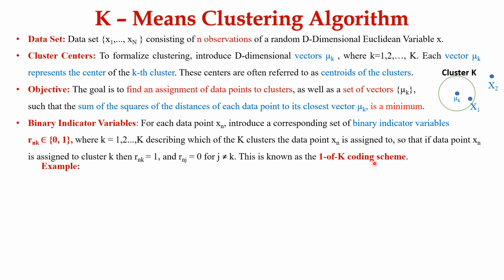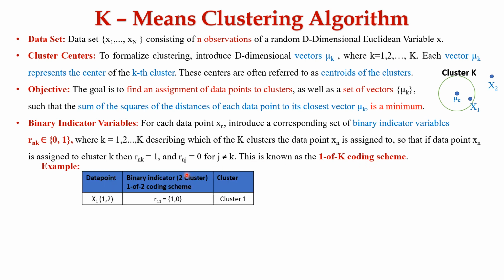So now let's have an example for better understanding. So the binary indicator is used for two clusters, so it is named as 1-of-2 coding scheme. So let's consider the data point x1 here, where the binary indicator R11 is equal to 1, 0. This implies that the data point x1.